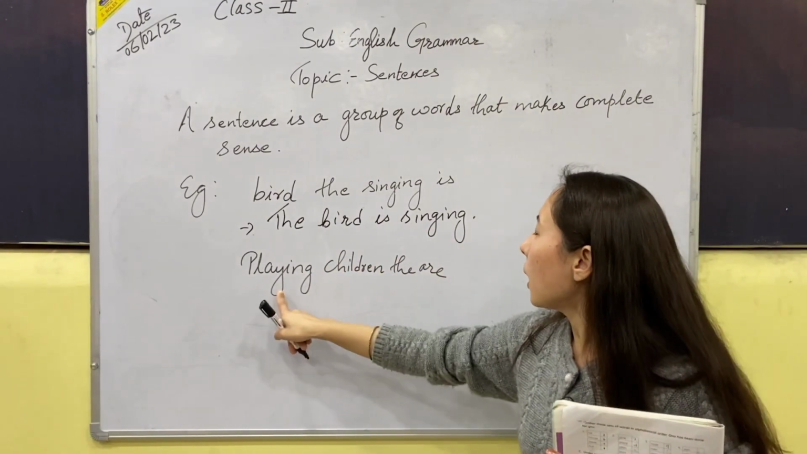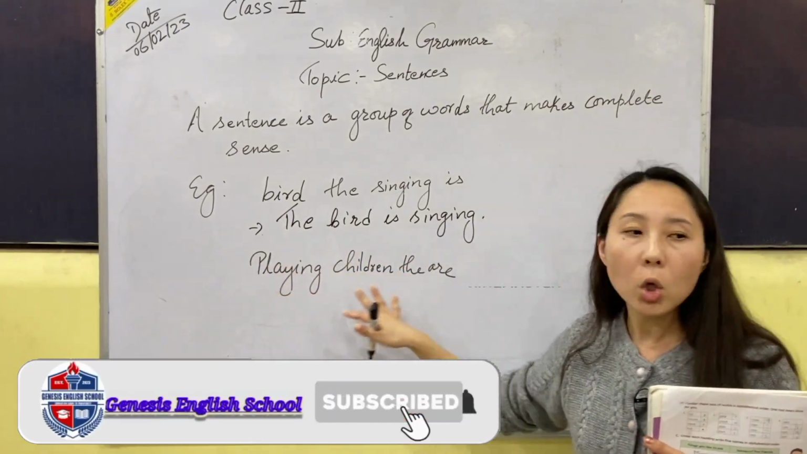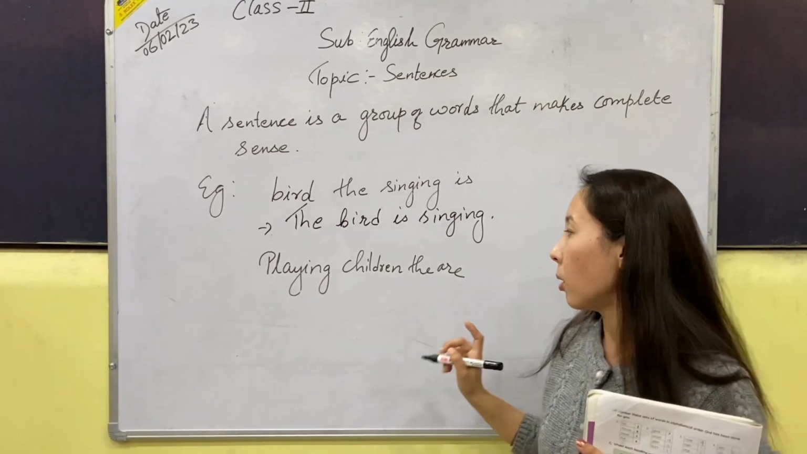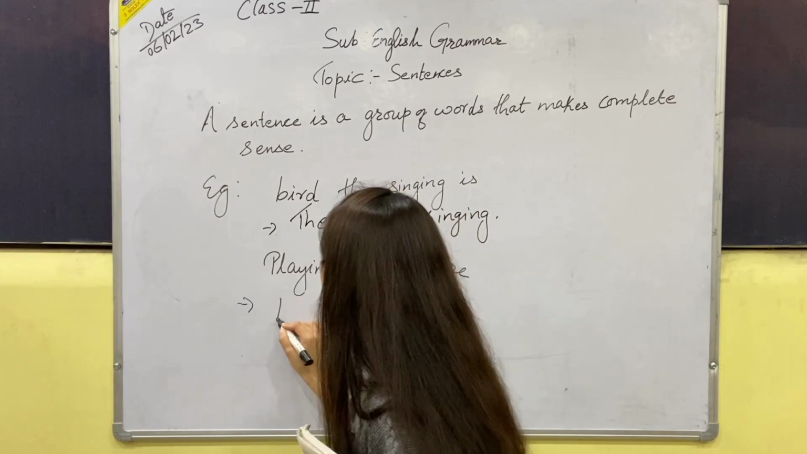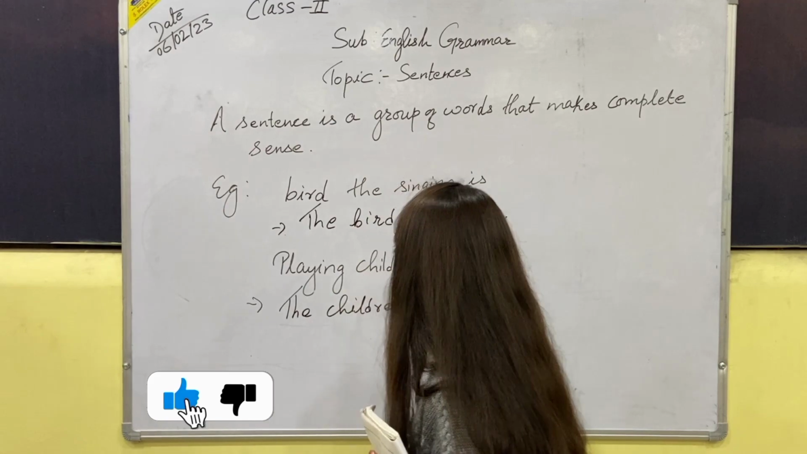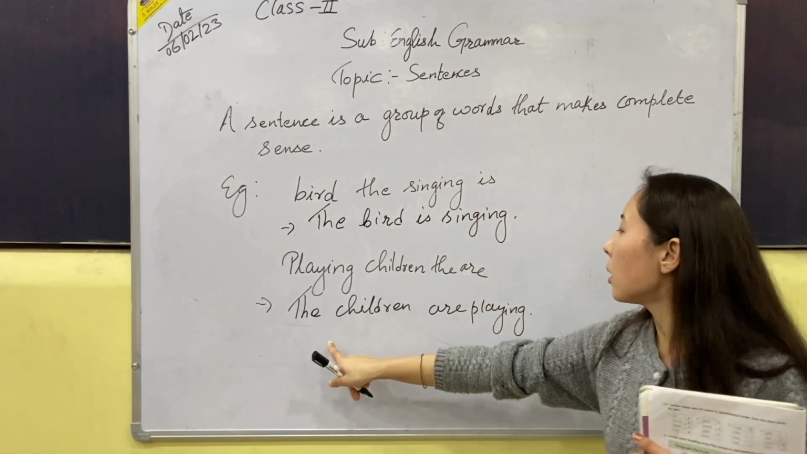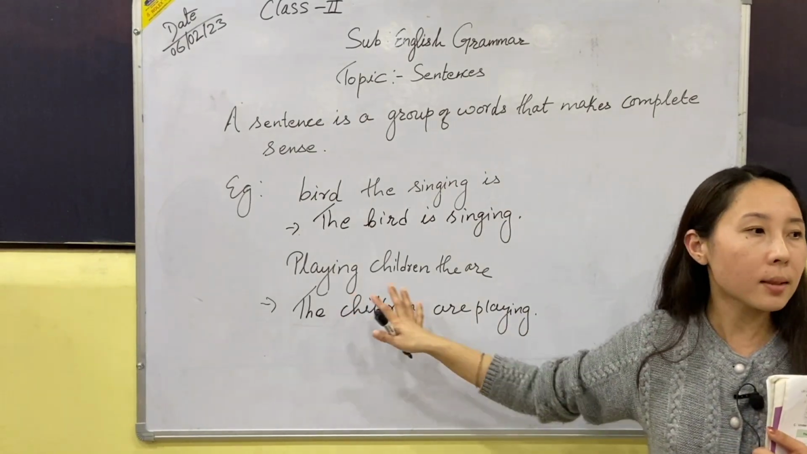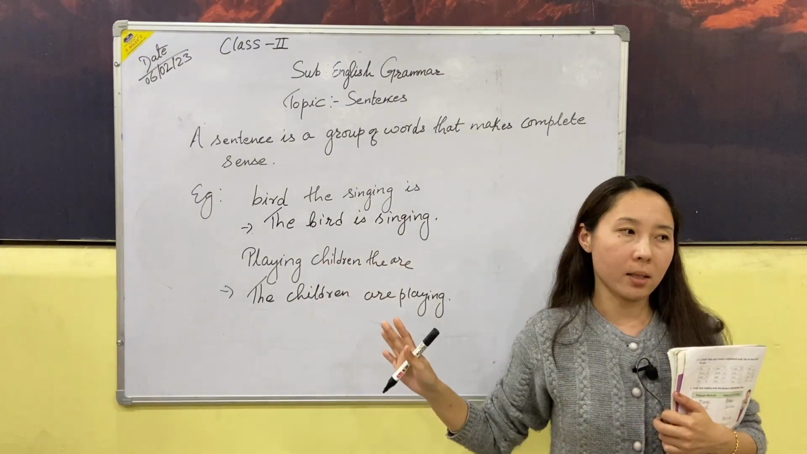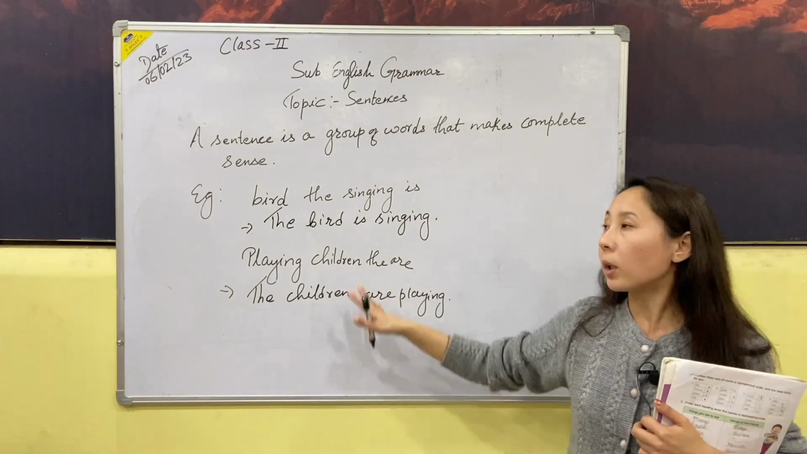Next is "playing children the are." Here also the words are not placed in a proper order. Okay, "the children are playing." So now, the children are playing. Now it makes sense. We can understand. If we say "playing children the are," it doesn't make any sense. So, the children are playing. Now it makes sense. Okay, so this is a sentence.